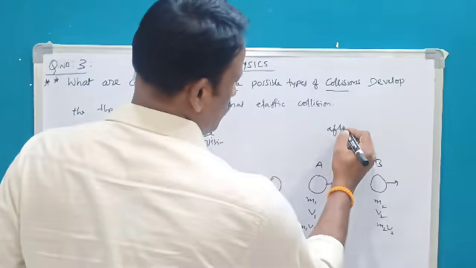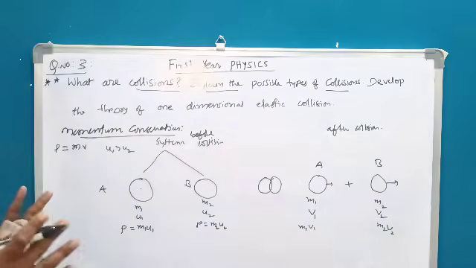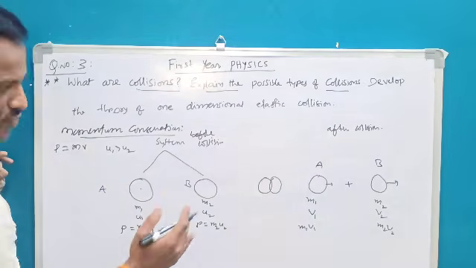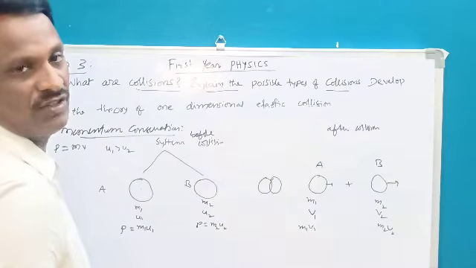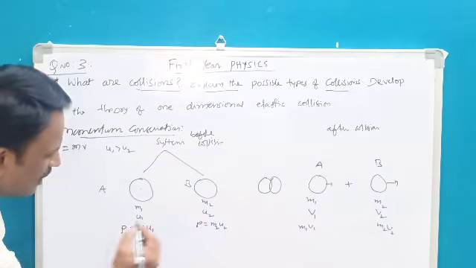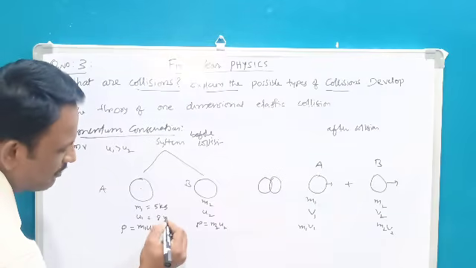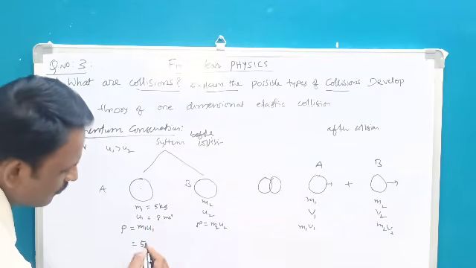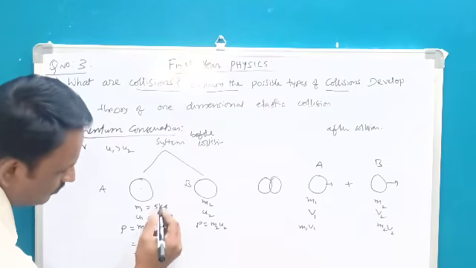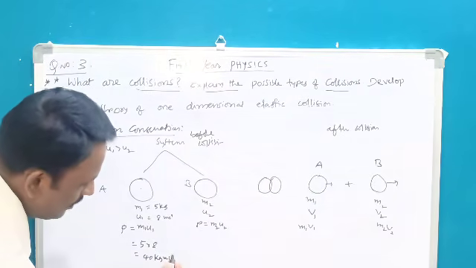This is what after collision. Before collision and after. What we are saying is the system's momentum, whatever it is before collision, must be equal to after collision. For example, I am taking some numerical values here. Say consider m1 is equal to 5 kg and u1 is equal to 8 meter per second. Then momentum is how much? 5 into 8, 40 kg meter per second, because it is momentum.